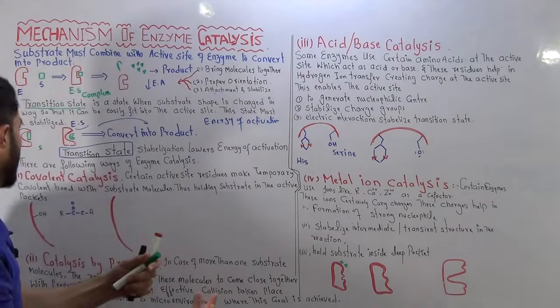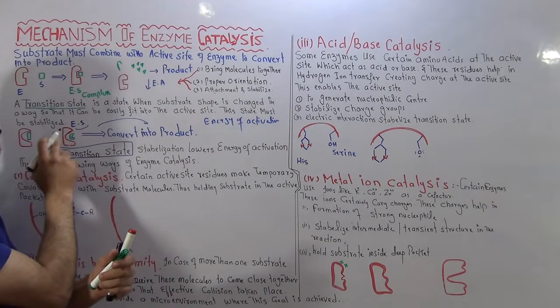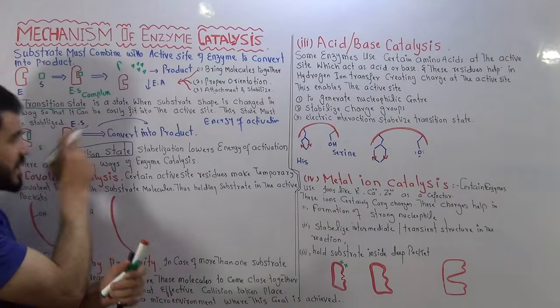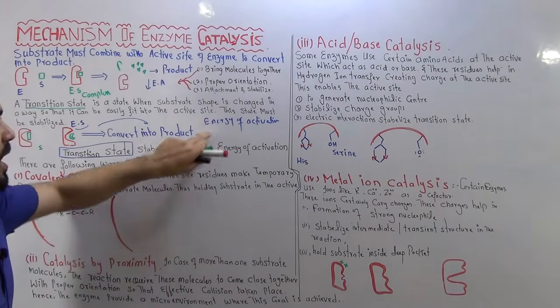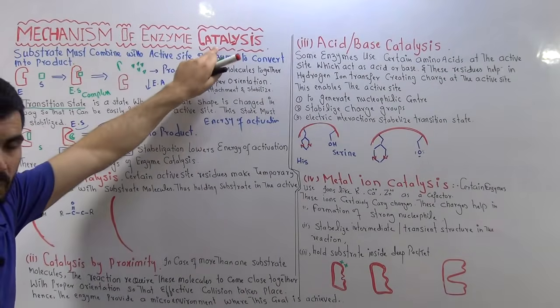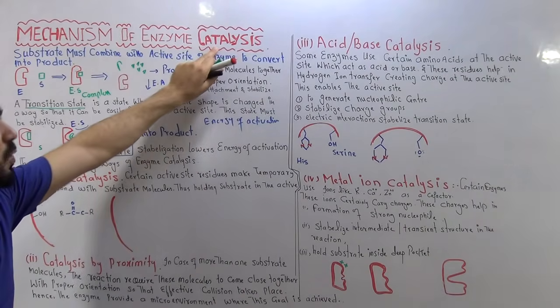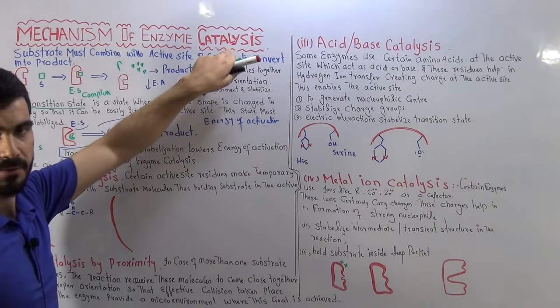Your substrate must get a shape like this so that it can properly attach with the enzyme. Then it is possible that it converts into product. This was the concept behind catalysis, the overall concept. You know, you got what is meant by mechanism of enzyme catalysis.